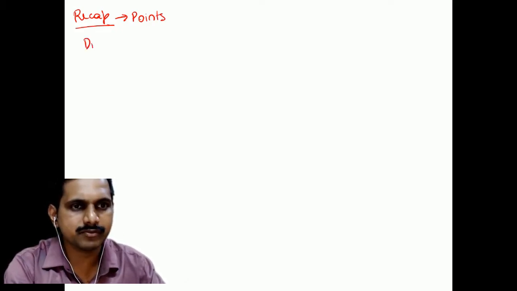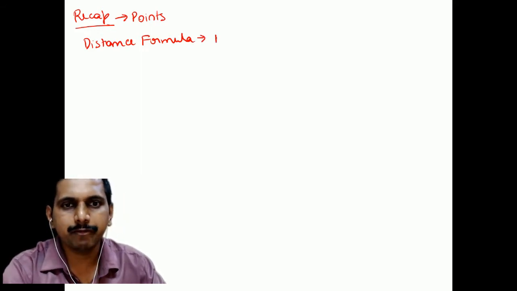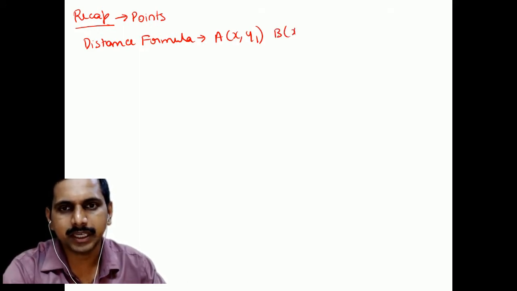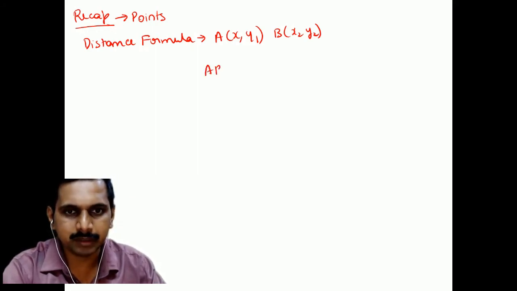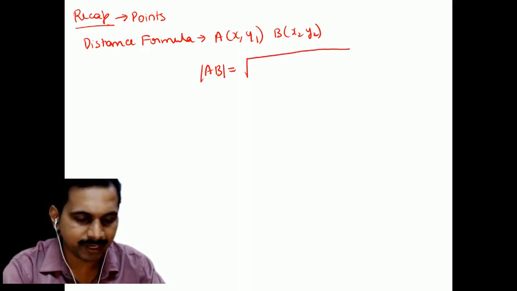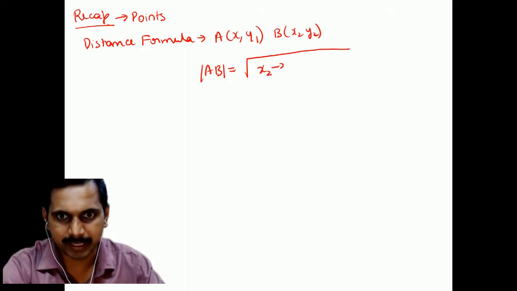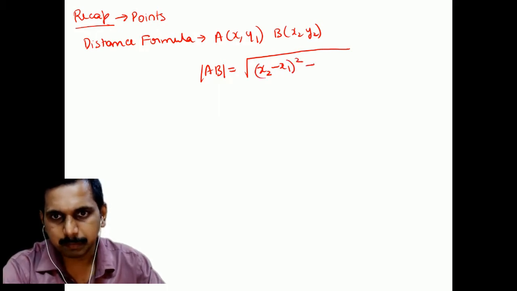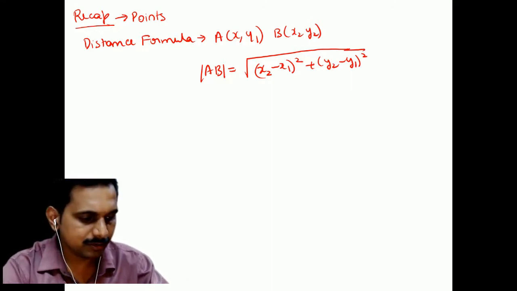First thing we saw was the distance formula. What was that? If point A is (x1, y1) and point B is (x2, y2), the distance between points A and B is given as the square root of (x2 minus x1) the whole square plus (y2 minus y1) the whole square, right? We can say it in terms of vectors also, the same thing we did in the previous class.